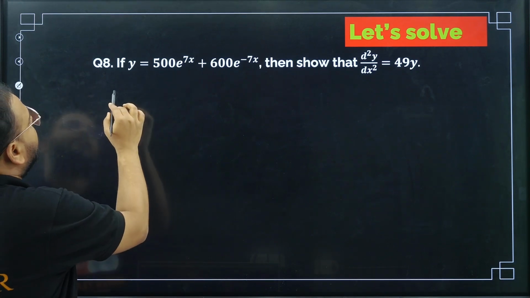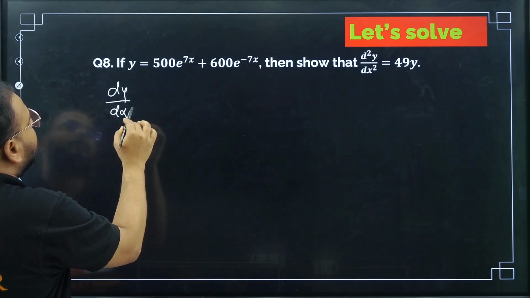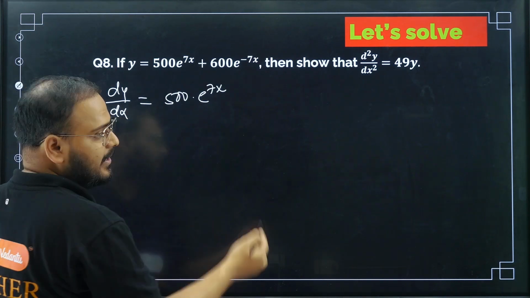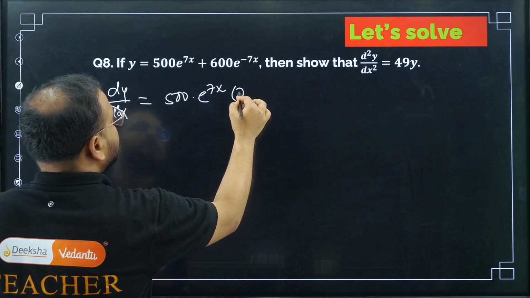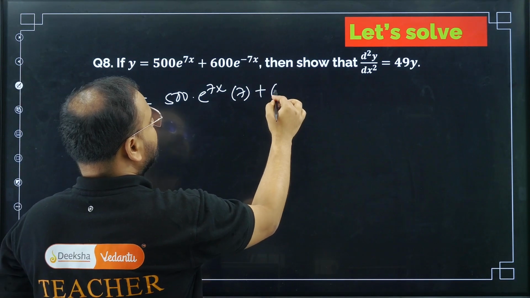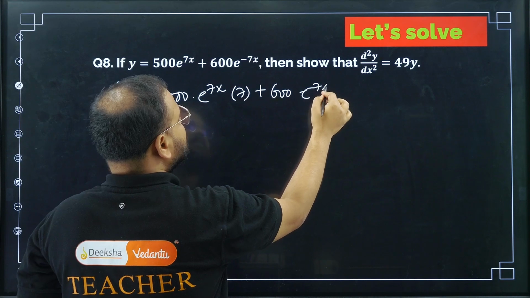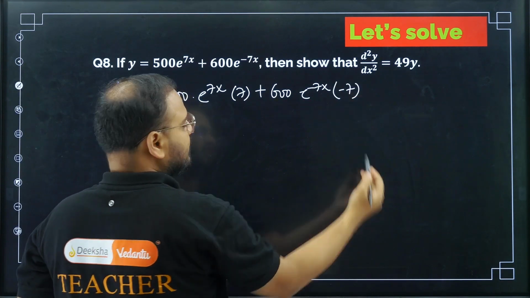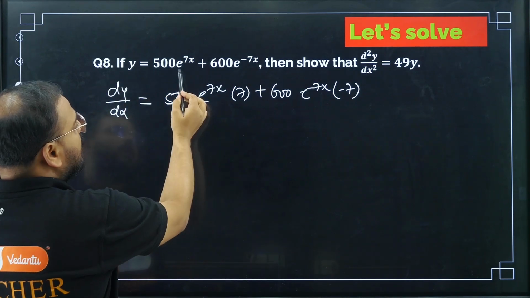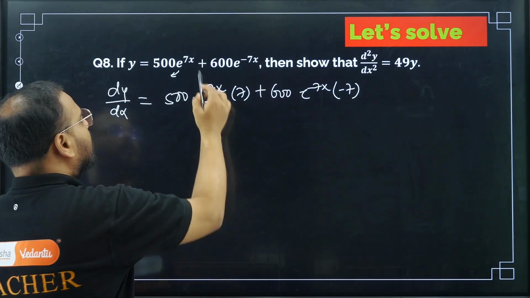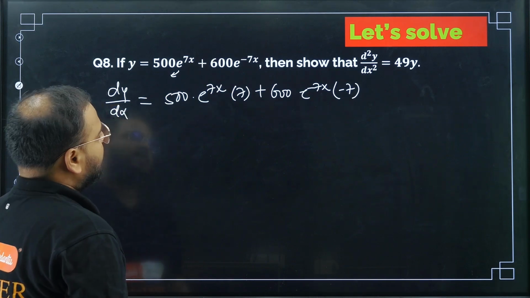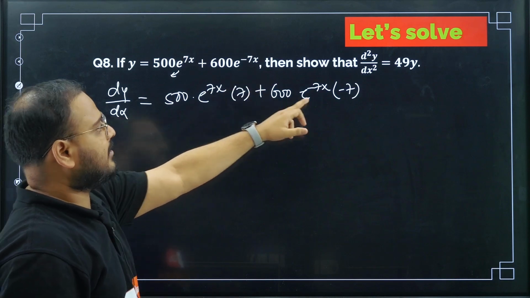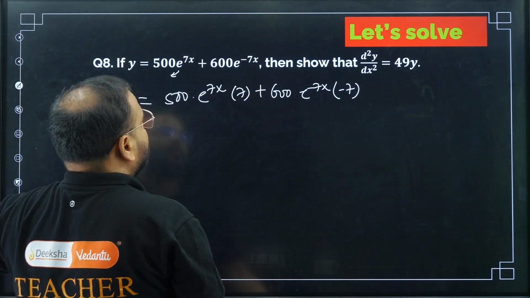Okay, so how will I do it for dy by dx? Please check here. 500 will remain as it is. E power 7x, differentiation will be e power 7x and multiplied with 7. Same way, 600 will remain as it is. E power minus 7x differentiation is e power minus 7x only, and what is multiplied over here? Minus 7. How are we doing it? Chain rule. I have to do it for the exponential function, then for the polynomial 7x also. Exponential function e power 7x will remain as it is, then for the polynomial 7x, it will come as 7. Same way it will come as minus 7. Am I right? Yes. Okay, let's proceed again.